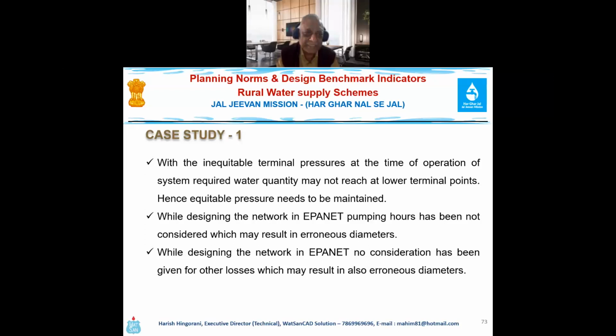So I can explain to you. Say I am putting pumping hours at 20. Accordingly, necessary correction has to be made in the PHED water demands. Similarly, the network design software does not have any internal provision for considering the other losses. So the manual clearly suggests that you have to go for some adjustment in the factors.